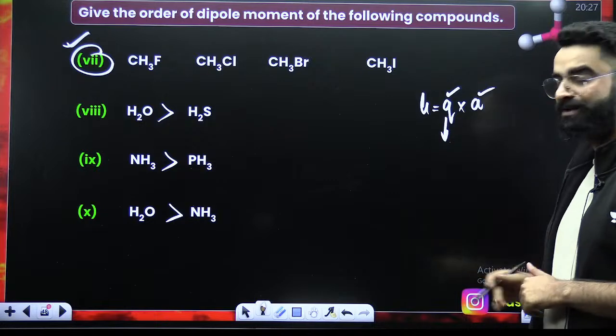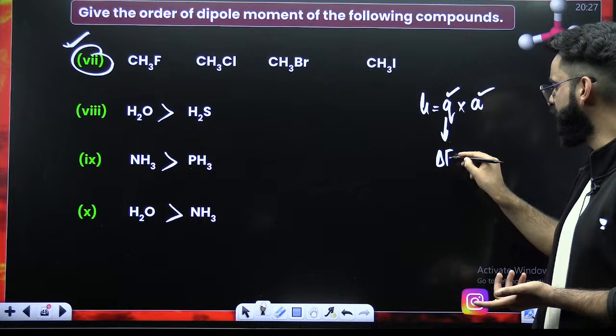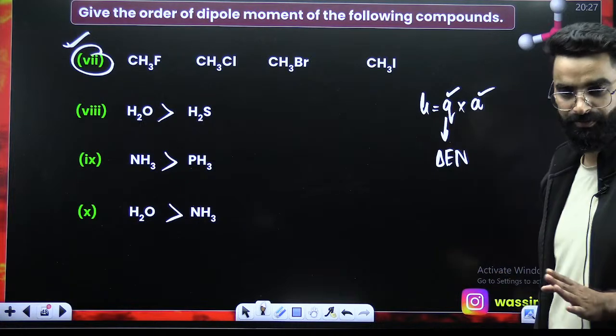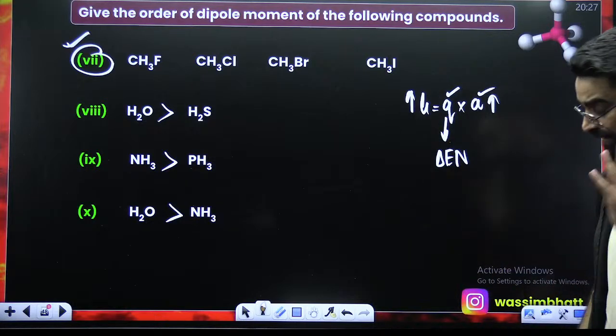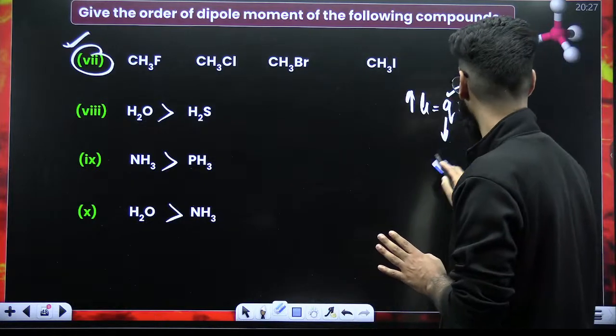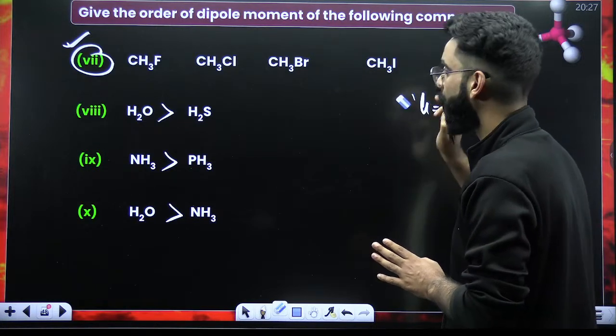This charge, it depends on what? Electronegativity difference. More the electronegativity difference, more the charges, more the dipole moment. More the value of A, more the dipole moment, right? So dipole moment basically depends on two factors, charge as well as the distance. Now understand.